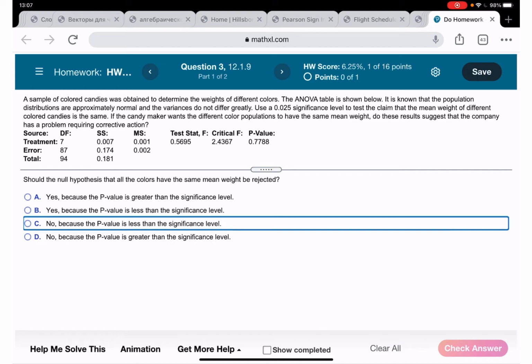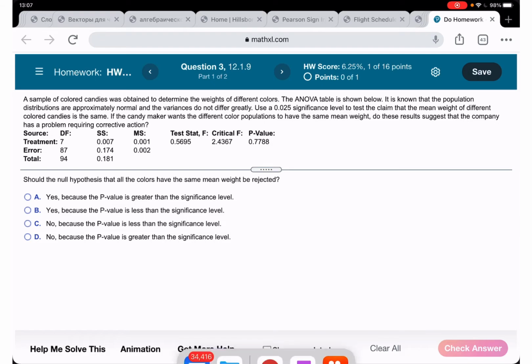All right, so it is known that the population distributions are approximately normal, and that's a condition for populations. And the variances do not differ greatly, meaning we can approximately take them as equal, so their difference is not significant. So use 0.025 significance level. Okay.